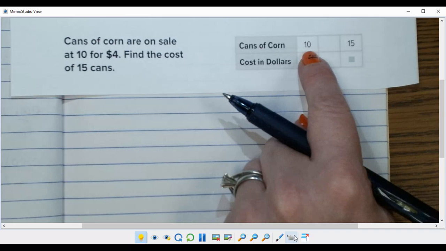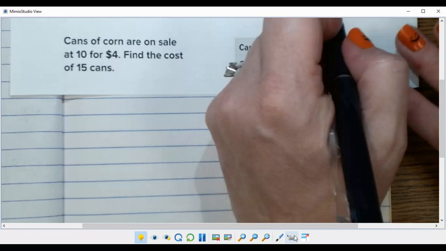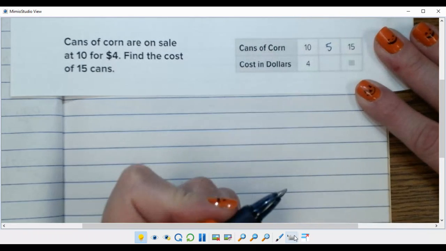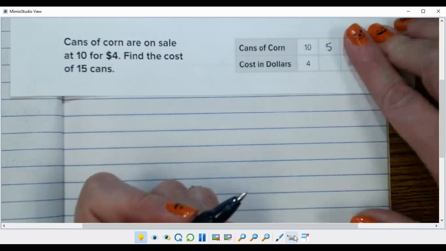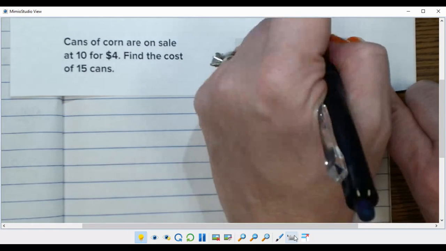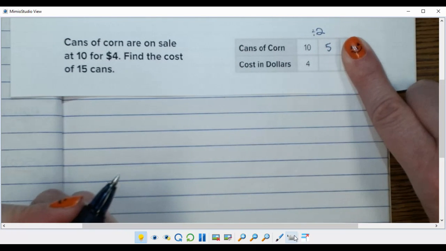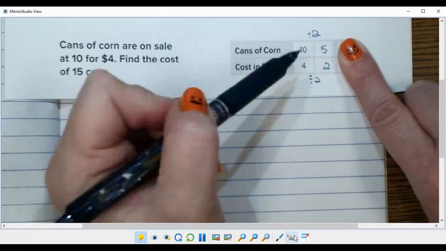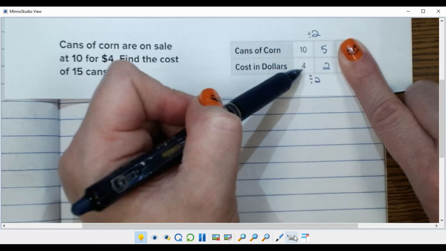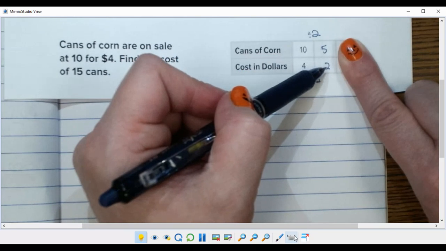No, unfortunately, there isn't. But there is a common factor. So I'm thinking if I can take this 10 down to a 5, then I can take the 5 up to a 15. All right, so one thing at a time. How do I get from 10 to 5? I divide by 2. So let's do the same thing to the bottom. So if I get 10 cans for $4, that means 5 cans will cost me $2.